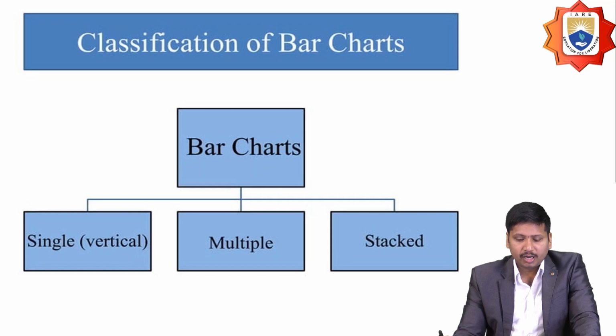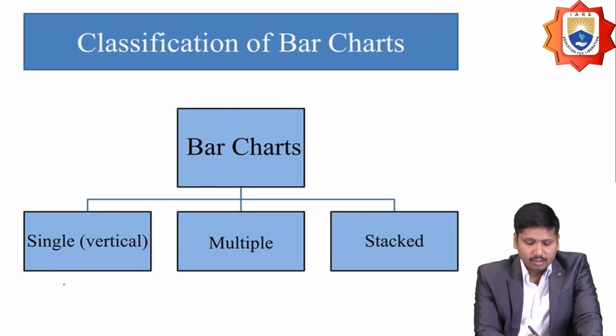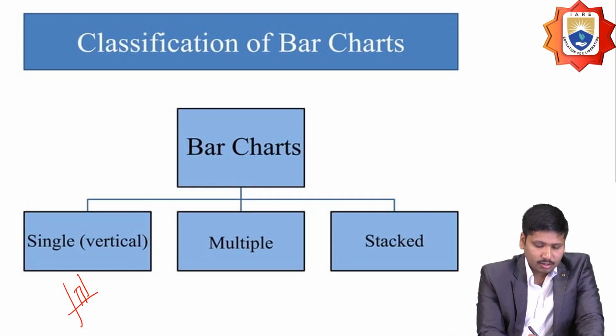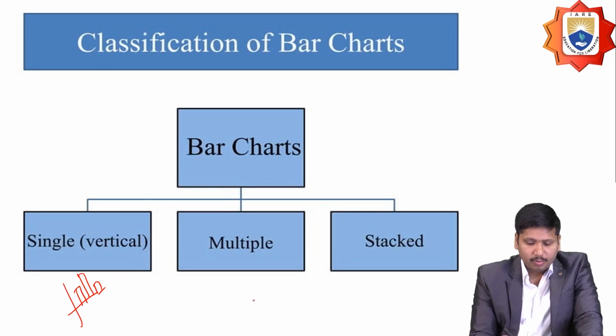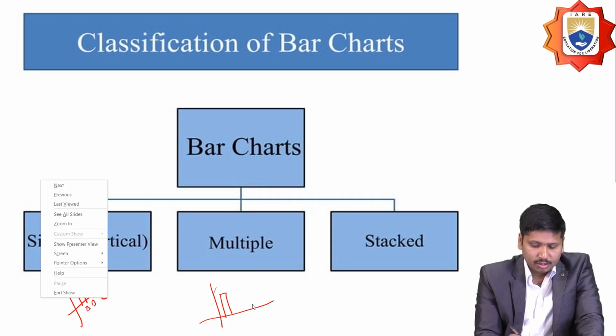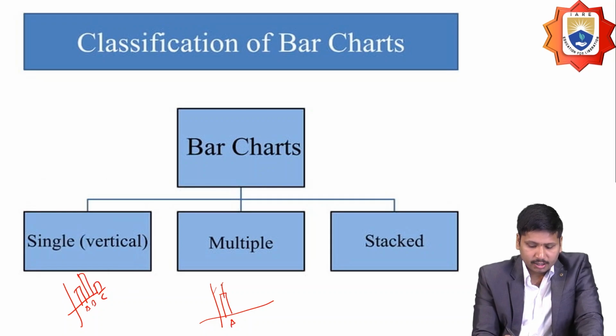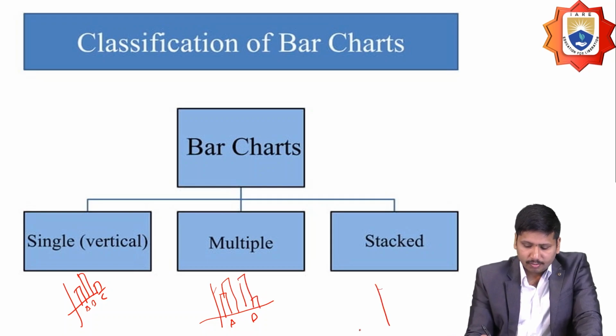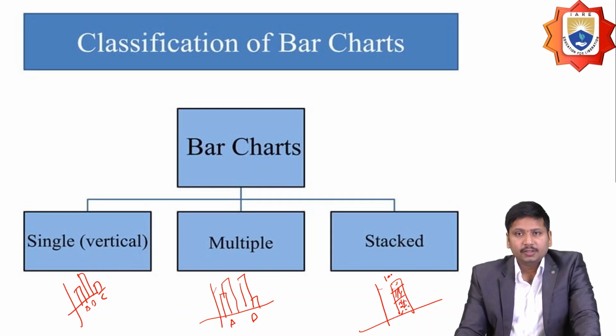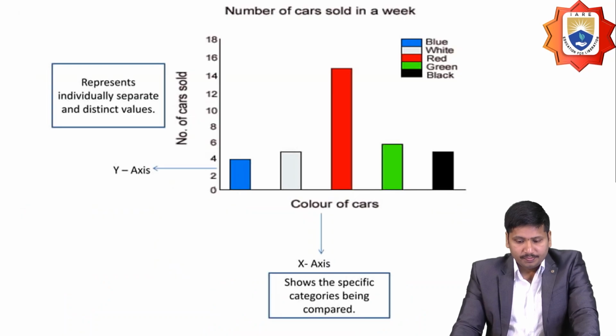Single means we can represent the bar chart either in a vertical or horizontal way, like this. Multiple means that for a single attribute, we show multiple characteristics. That is a multiple bar chart. A stacked bar chart means the bar is divided into different compositions, and it should add up to 100%. These are the different categories of bar chart.